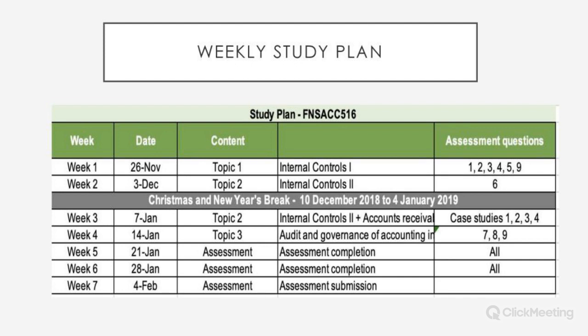Now, with the completion of this topic, you should be able to complete all the case study questions 1, 2, 3, and 4. And then next week, when we cover topic 3, we should be able to complete the remaining questions from this assessment. Now, remember, the assessment is not due until 4th of February, so there's plenty of time, and hopefully that should give you enough time to settle back after the break.